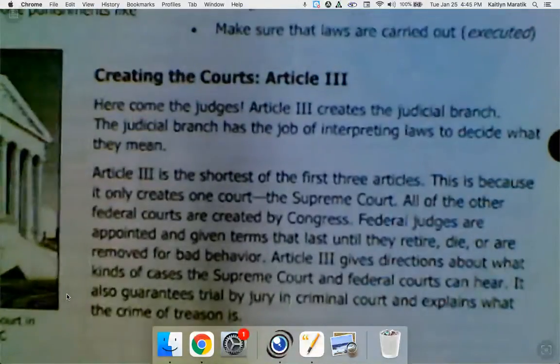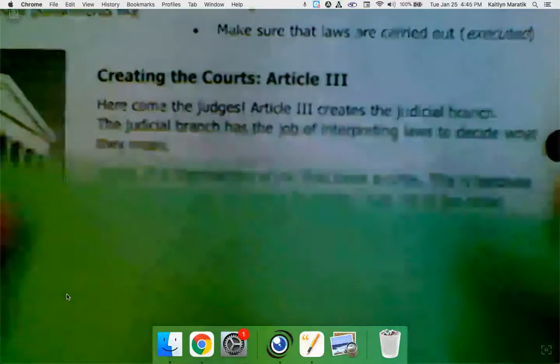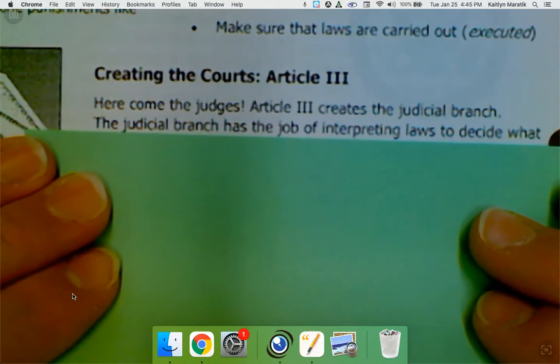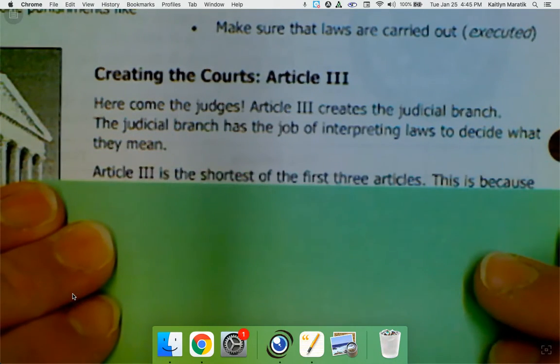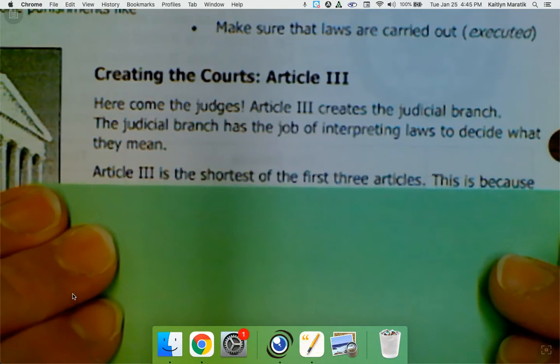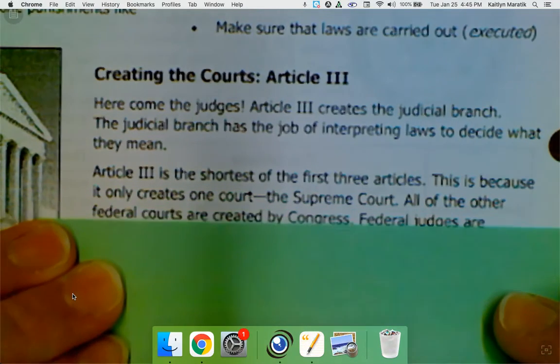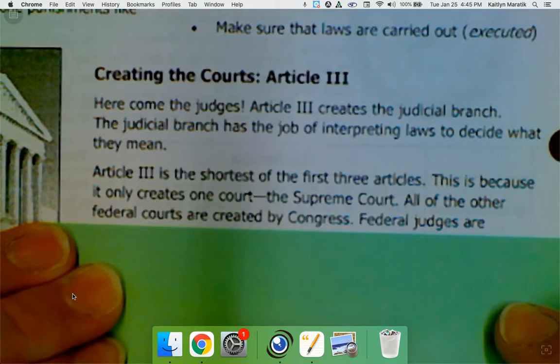So then, Article 3 is creating the courts. Here come the judges. Article 3 creates the judicial branch. The judicial branch has the job of interpreting laws to decide what they mean. Article 3 is the shortest of the first three articles. This is because it only creates one court, the Supreme Court. All of the other federal courts are created by Congress.